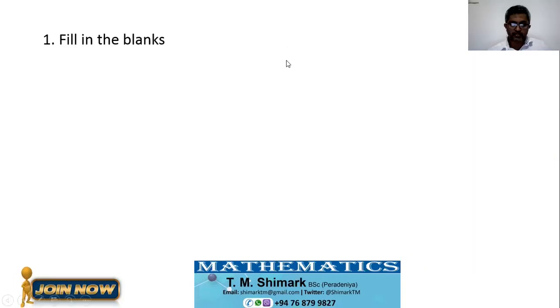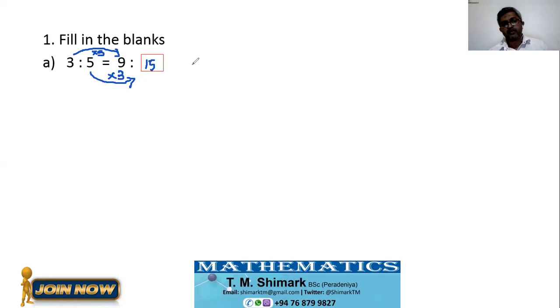Okay, fill in the blanks is the question now. Right, now you have to fill in this box. I'll just do the first one and show this just to make sure that everyone understands. Now you see 3 is to 5 and it becomes 9 is to blank. So 3 becomes 9. How did it become 9? Only by multiplying by 3. So if I multiply that by 3, I cannot keep quiet. You have to multiply this fellow also by 3. That means 15. So I got this as the answer.